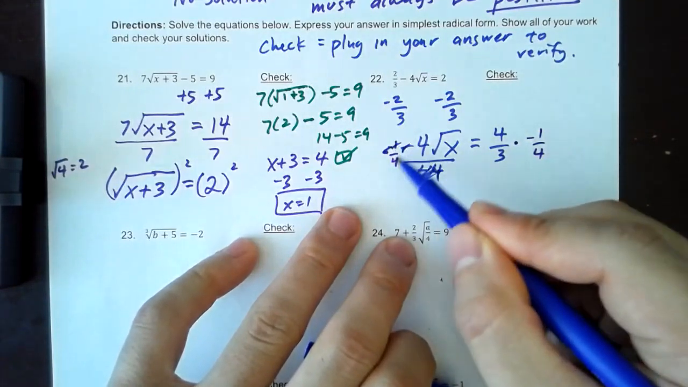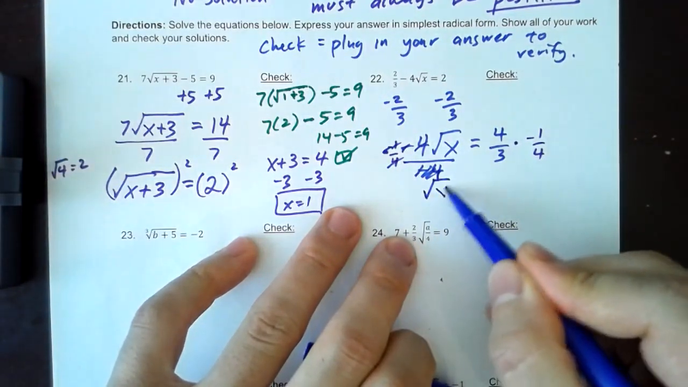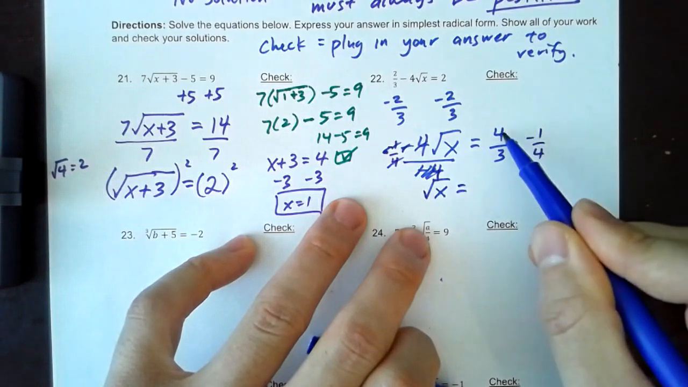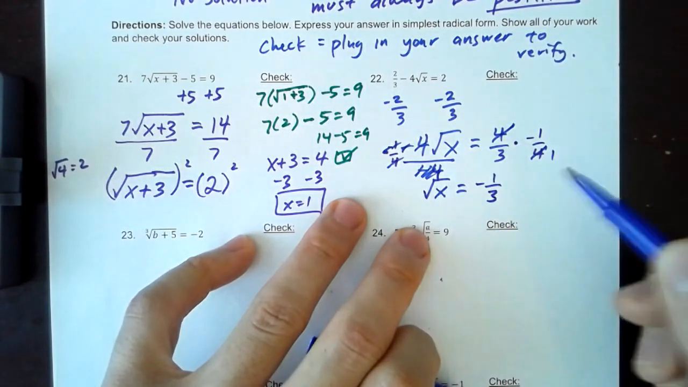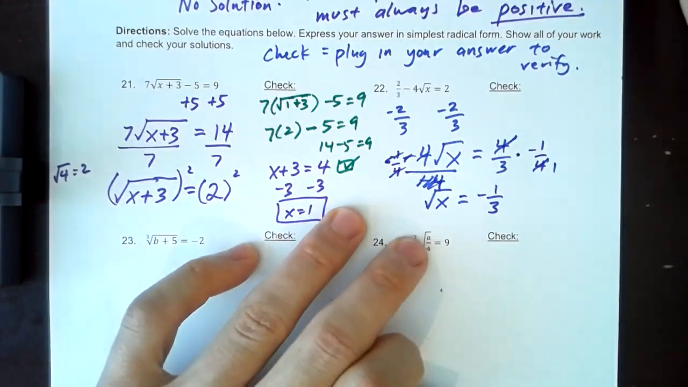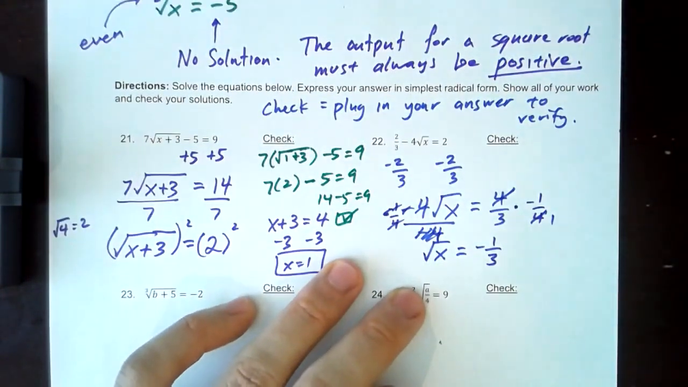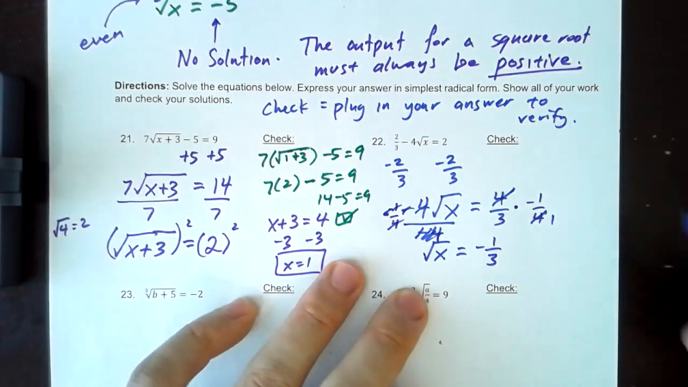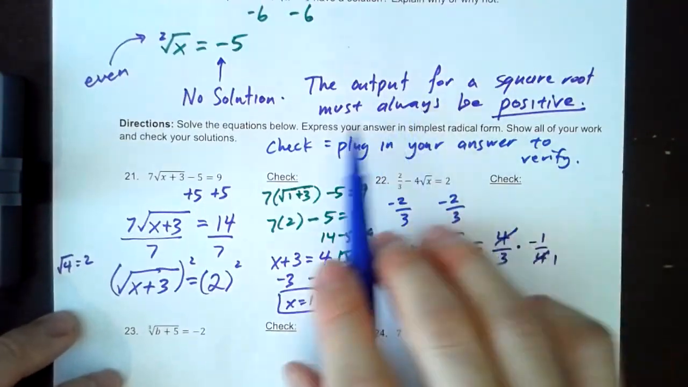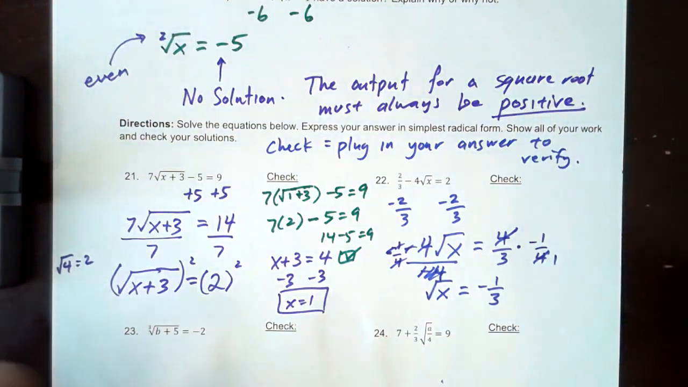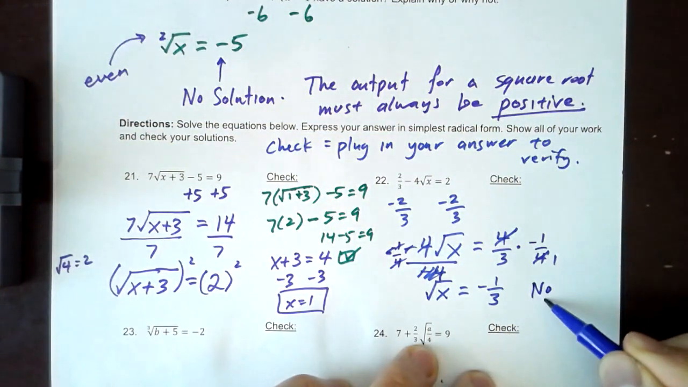So the negatives cancel, the 1/4s cancel. You get square root of x is equal to, let's cross simplify here, this becomes 1, this is -1/3. And that brings us back to number 20 again. How in the world does a square root of x ever equal a negative? The output for a square root must always be positive. So this is immediately no solution.